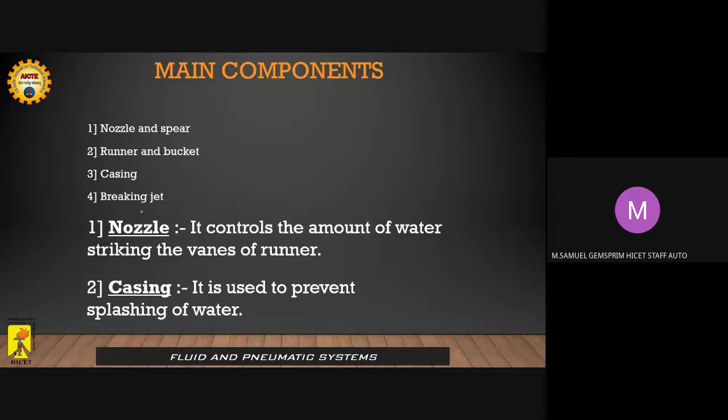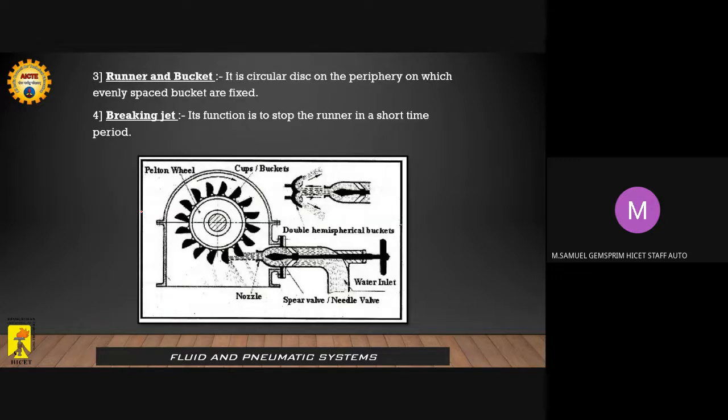When you check the construction, there are four important parts. First, nozzle and spear; second, runner and bucket; third, casing; fourth, the braking jet, which is to stop it. Here you can see the construction. Here we have the bucket and the Pelton wheel, and here we have the nozzle, and to control the nozzle we have the spear valve, and this is the adjustment for the spear valve. Very easily the water comes in, forcing it in the tangential direction, thereby the turbine rotates and it is connected to a generator.